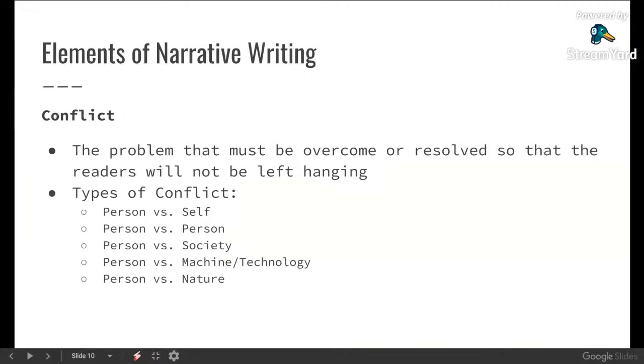Conflict. The problem that must be overcome or resolved so that the reader will not be left hanging. So types of conflict can be person versus self, person versus person, person versus society, person versus machine or technology, or person versus nature.